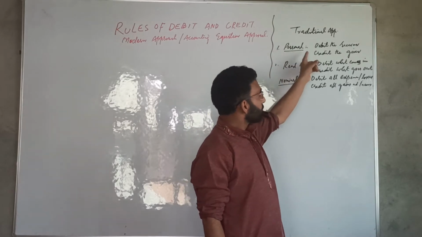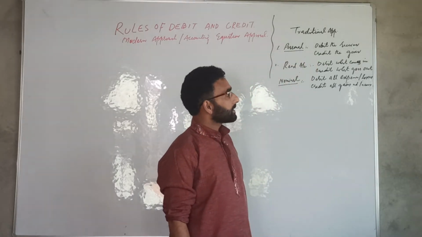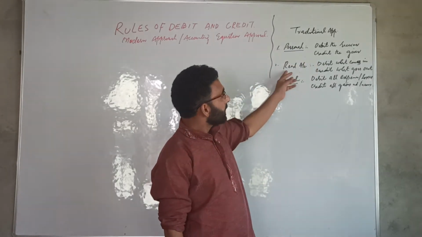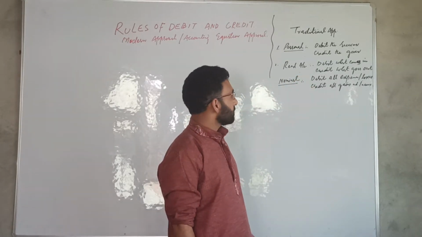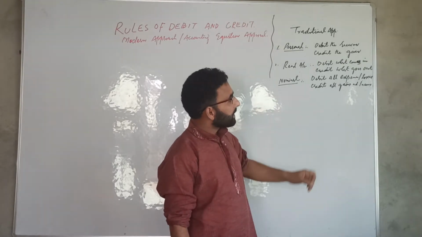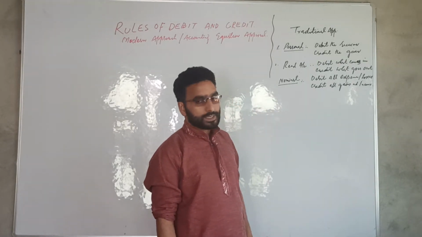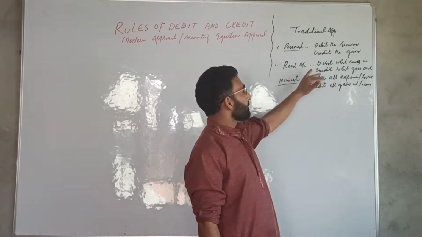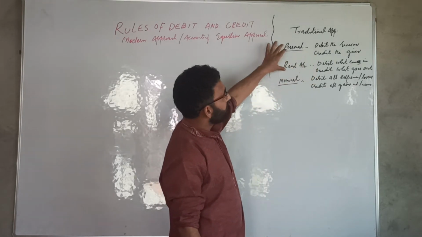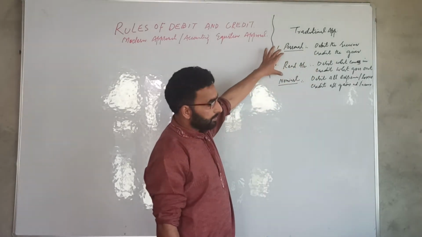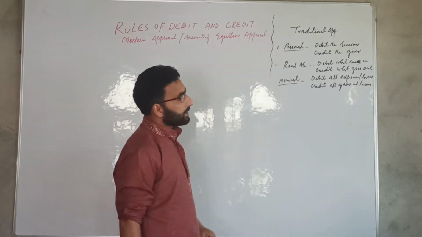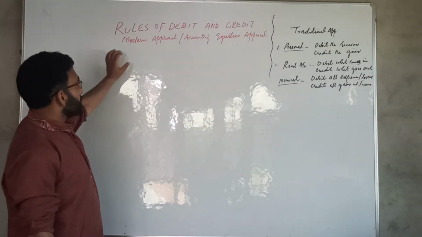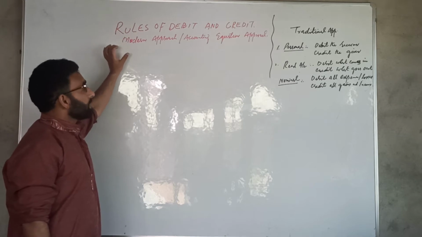For the personal account, the rule was debit the receiver and credit the giver. For the real account, debit what comes in and credit what goes out. For the nominal account, debit all expenses and losses, credit all gains and incomes. These were the rules of the accounts as per the traditional approach. Now today we will discuss the rules of debit and credit as per the modern approach.